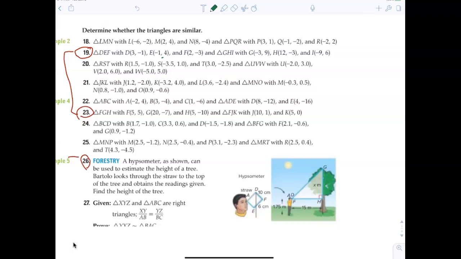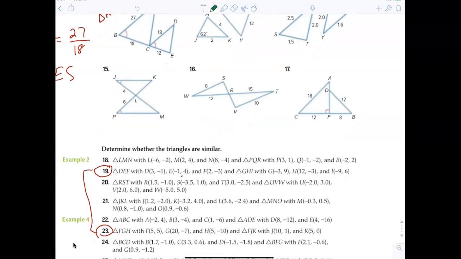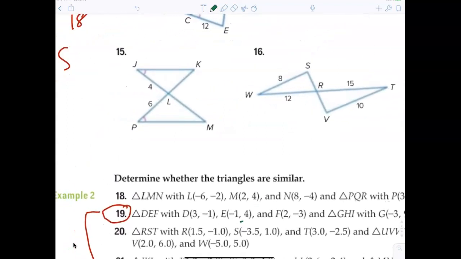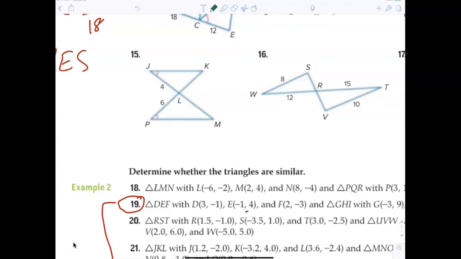Anybody? Let's look at 15. Okay, so on 15, are the triangles similar? Initially it doesn't look like it, right? Because I see an angle and a side. Anybody want to give me some help on 15? Yeah, vertical angles. That's exactly correct. So we know that this angle right here is congruent to this angle right here. So now we know that it's angle-angle similarity.